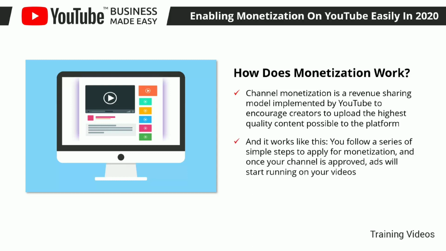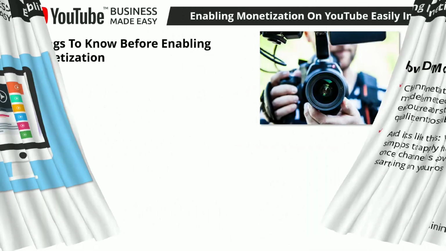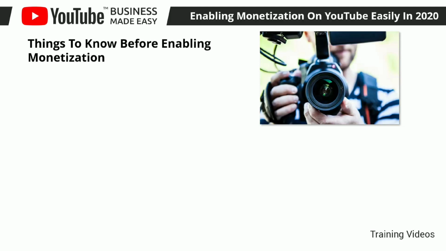You follow a series of simple steps to apply for monetization, and once your channel is approved, ads will start running on your videos. Each time a viewer completes watching an ad for a certain period of time, the advertiser pays YouTube for the ad, and you get a cut from that payment. Things to know before enabling monetization.